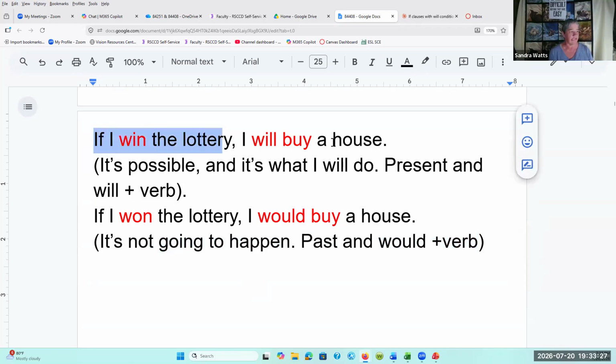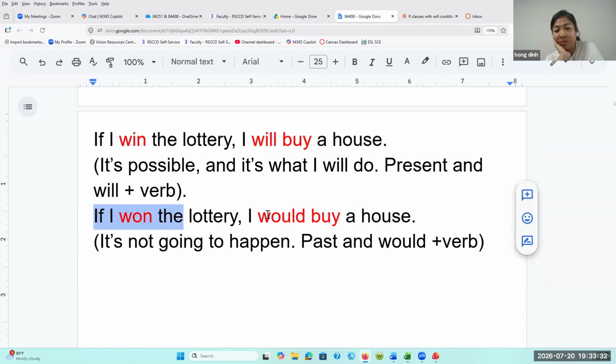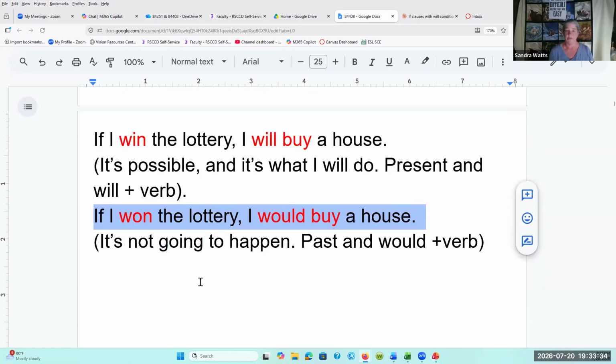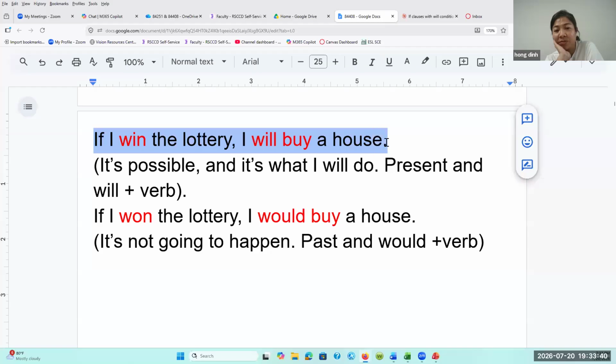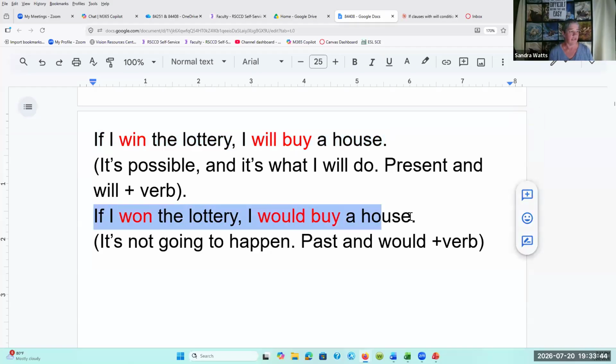If you actually look at the sentences, they're very similar. So which verbs you use make a difference in meaning. This one, you're thinking it's possible. This one, you're thinking this is never going to happen. But if it happened, this is what I would do.